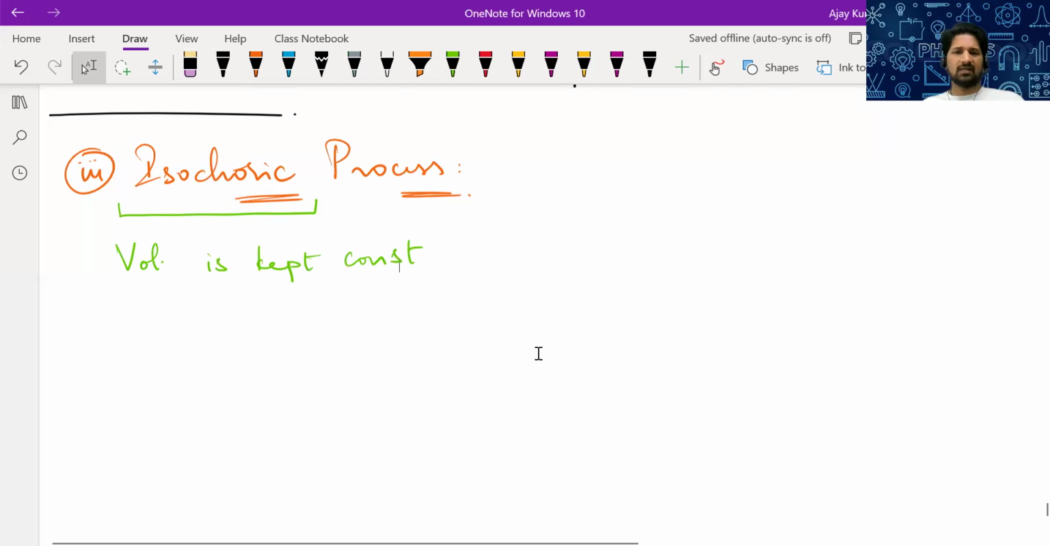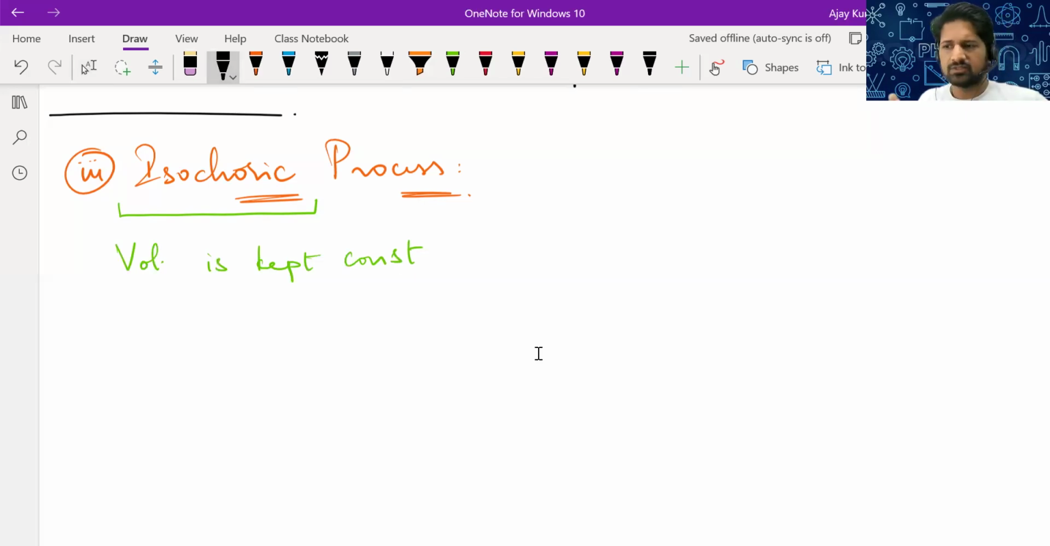And it's very easy to understand how to carry out such a process. Just take a container whose volume does not change. It can exchange heat with the surroundings. But the volume should not change. Simple. So fixed piston. Don't allow the piston to move. It should not move outwards or inwards. So the gas cannot expand. It cannot get compressed also. So if you use a container of constant volume, you can carry out a constant volume process.